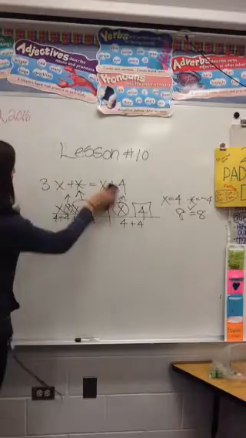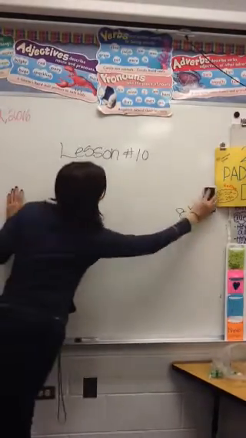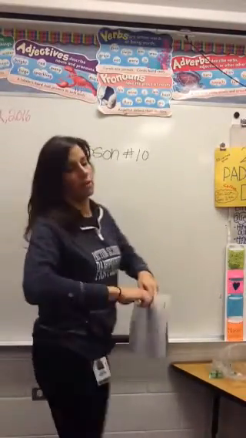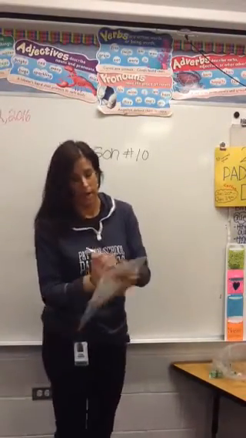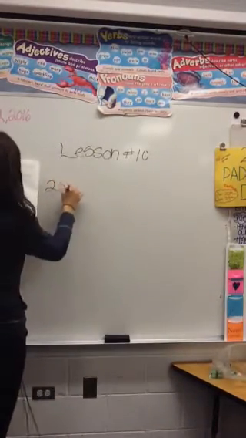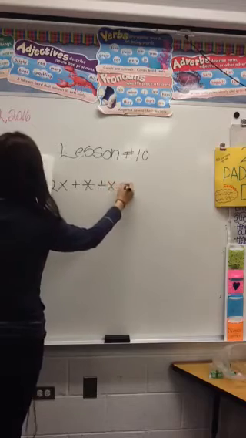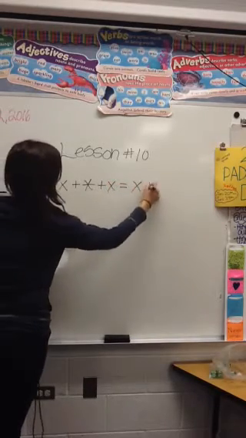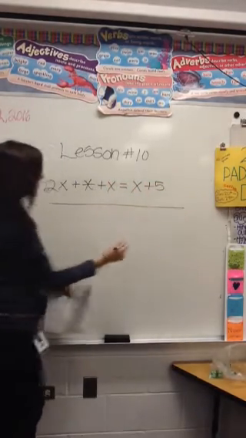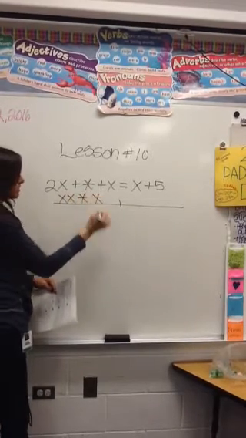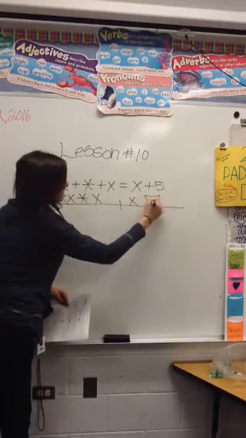All right, so let's try another equation, so you can clear off your mats. Okay. So go ahead and set this up as I'm writing it, and then we'll talk about it. Okay, so here's your equation. So we have 2x plus star plus x equals x plus 5.